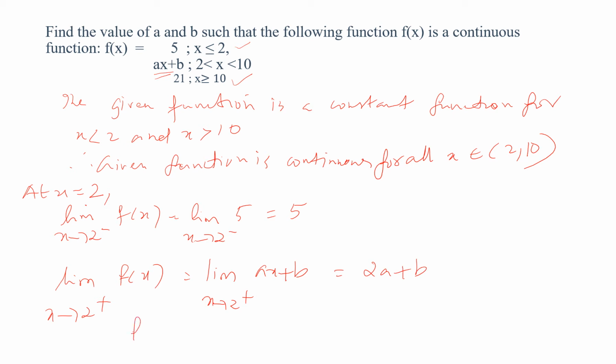Now what is f of 2? f of 2 is equal to 5. Because here you know that x is less than or equal to 2. So when x is equal to 2, then f of 2 will be equal to 5.